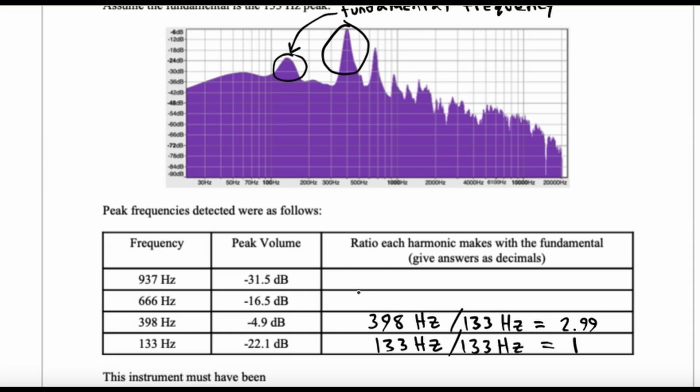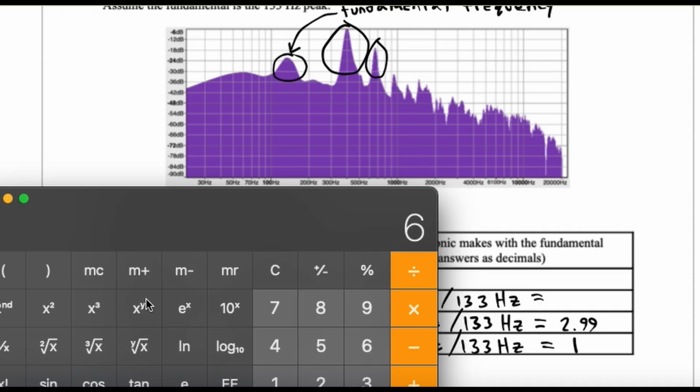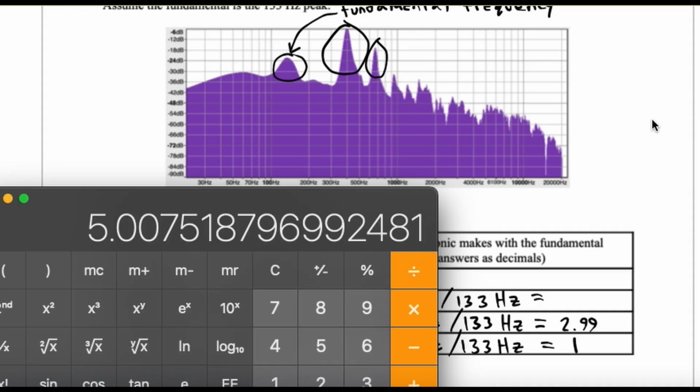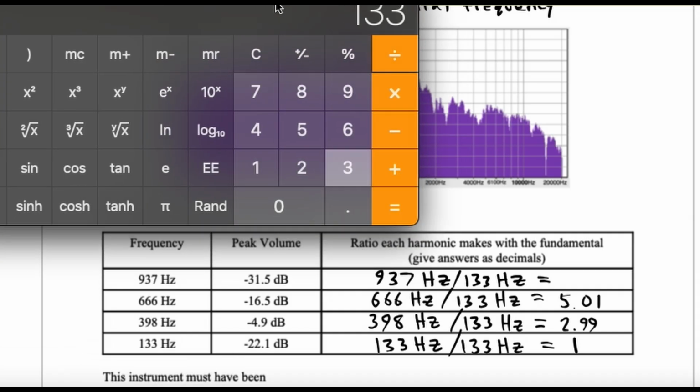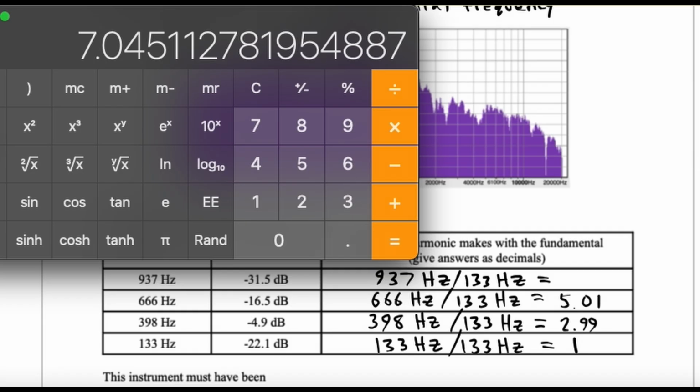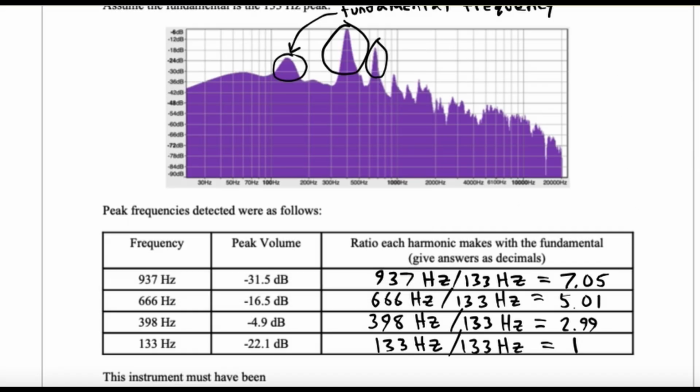2.99. Okay, now we'll divide the next harmonic, 666, by the fundamental. 5.01, and finally divide the 937 by 133. And now we have the ratios that the harmonics are making with the fundamental. 7.05. Clearly these are not the integers 1, 2, 3, and 4.